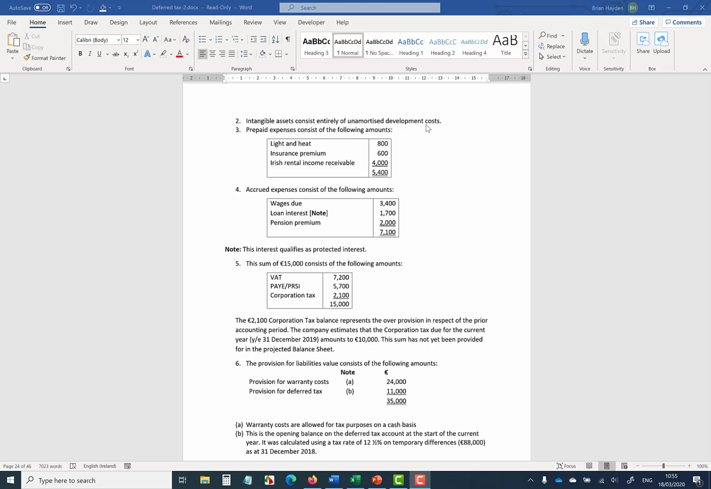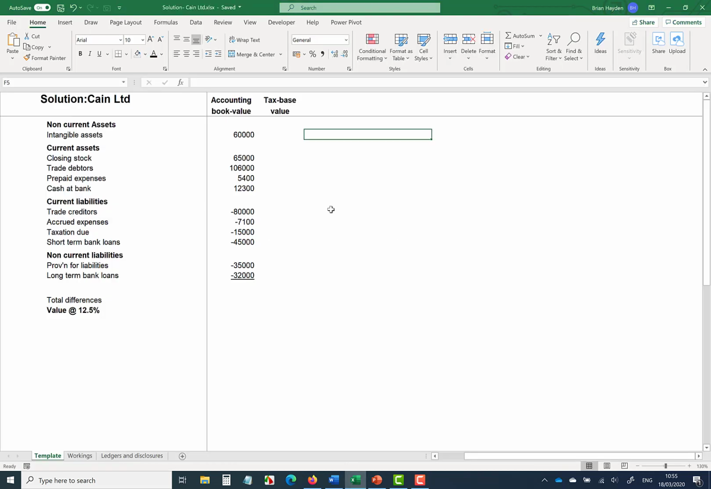Unamortized development costs. Remember, when you incur development expenditure, you're allowed a full tax relief on the amount spent in the period. So that's cash basis. You're allowed it on a cash basis. So the value for tax purposes of unamortized development costs will be 0. Okay, you're allowed the R&D expenditure on a cash basis. You get relief when it is paid. So the full amount is allowed on a cash basis.